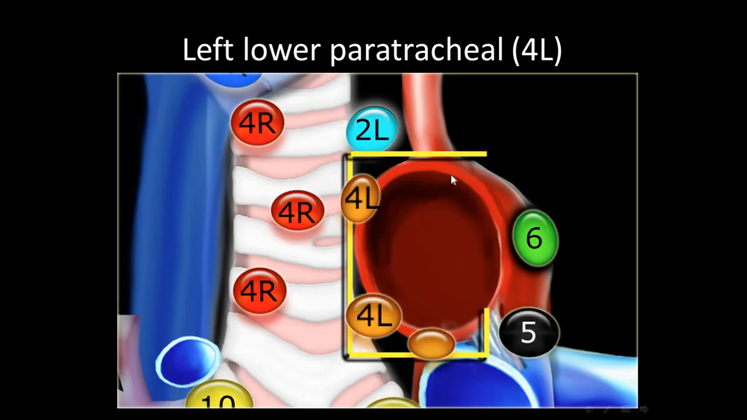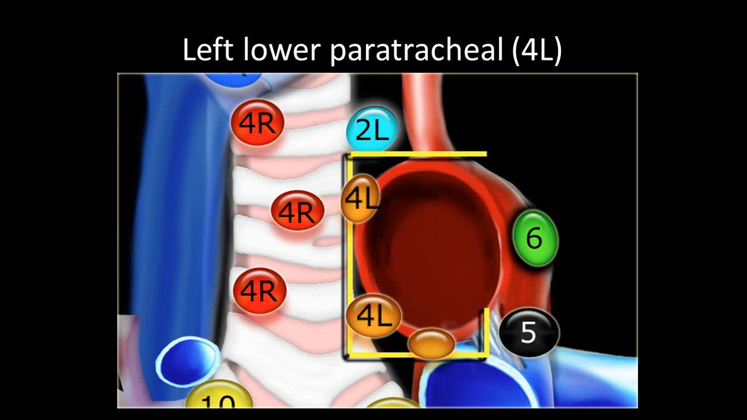This illustration will explain everything. So between the upper and lower margins of the aortic arch, medial to the ligamentum arteriosum, and lateral to the left border of the trachea is the 4L. So essentially around the aorta. Around the aorta, medial, because laterally we'll have the 5. Yes, they are around the aorta and around the trachea, medially around the aorta, laterally around the trachea.